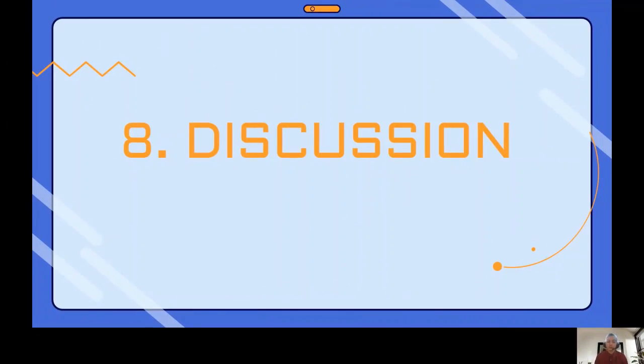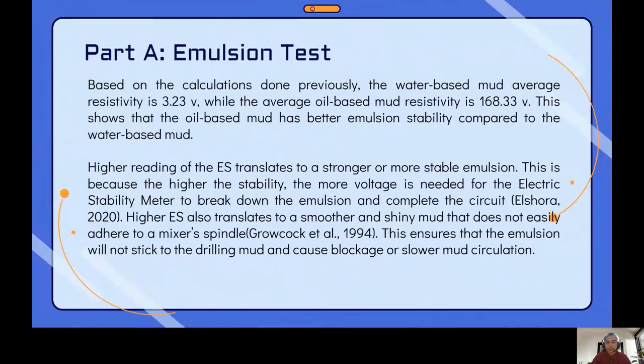Assalamualaikum warahmatullahi wabarakatuh. My name is Hafizul Hanif Beroslan, and I will continue the presentation for our group on the discussion of our science experiment. First, it involves part A, the emulsion test, based on the calculation done previously and shown by my group member, Muhammad Aiman.